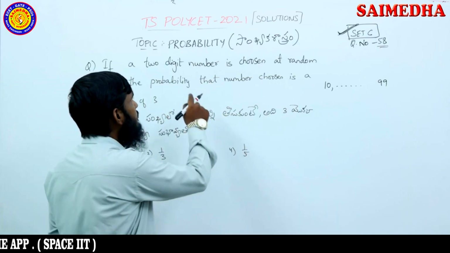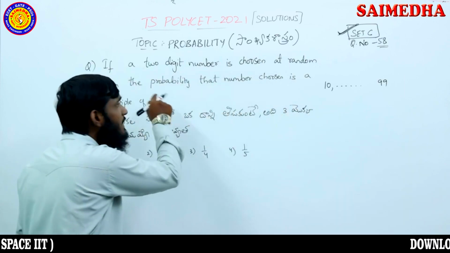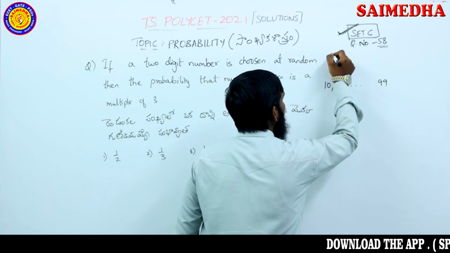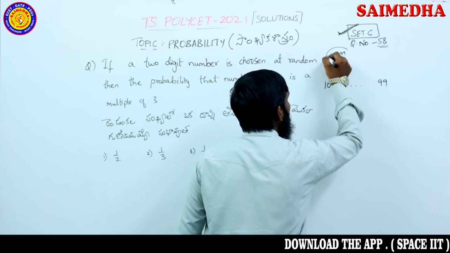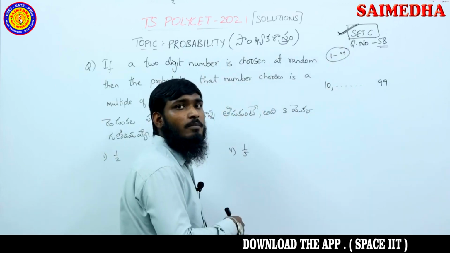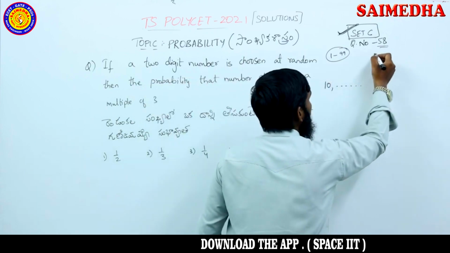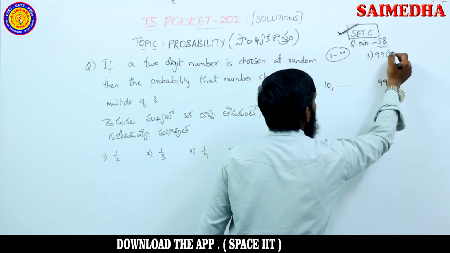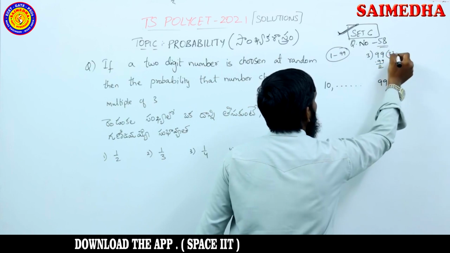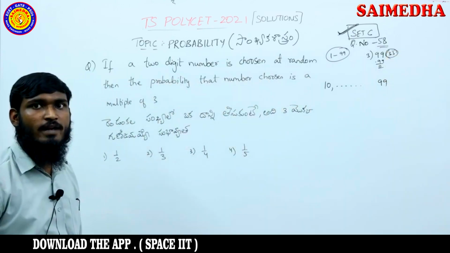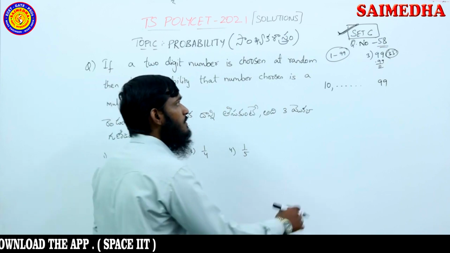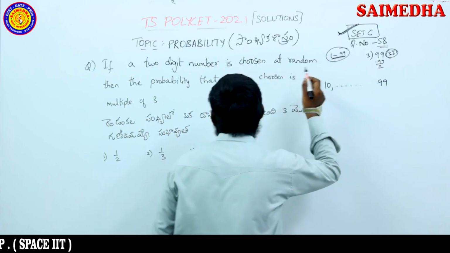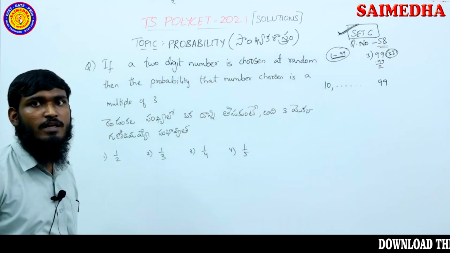So what we have to find is the probability that the number chosen is a multiple of 3. So let us take the numbers which are multiples of 3 from 1 to 99. From 1 to 99, how many numbers are multiples of 3? When we divide 99 by 3, 3 threes are 9 and again 3 thirty-threes are 99. So we are getting the answer as 33. So from 1 to 99, the numbers which are multiples of 3 are equal to 33.